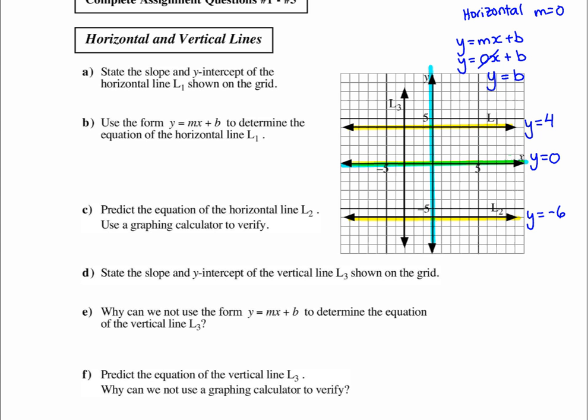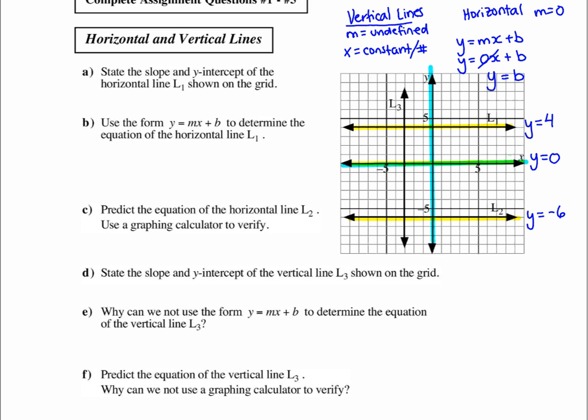Vertical lines, however, oh, that was just the axis. That wasn't even a line. There's only line 1, 2, and 3. Silly me. Okay, vertical lines, the slope is undefined. Can you put an undefined slope into that equation? No, you can't. And so it's actually not a y equals equation. It's going to be x equals a constant, or x equals a number.